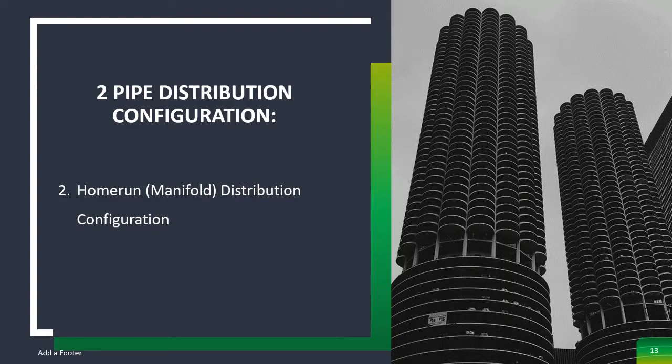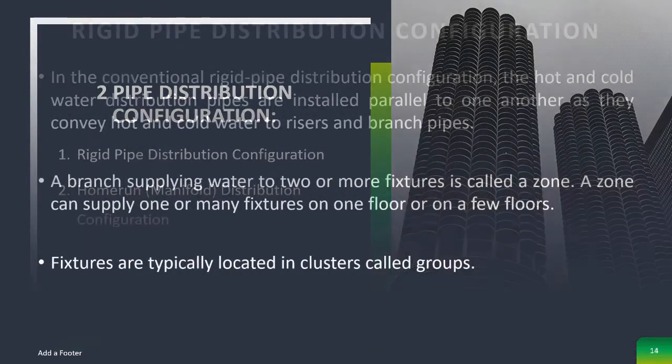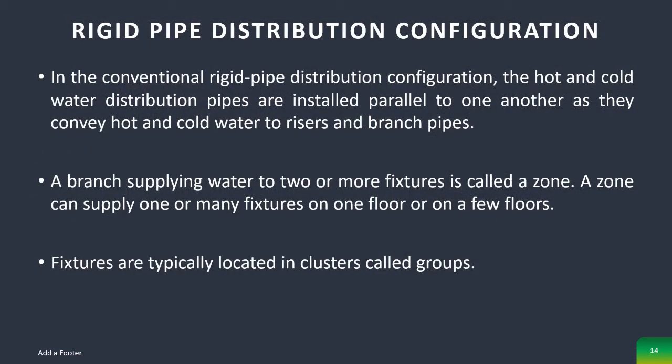So, there are two pipe distribution configurations. One is the rigid pipe distribution configuration, and number two is the home run or manifold distribution configuration. So first, let's talk about the rigid pipe distribution configuration. In the conventional rigid pipe distribution configuration, the hot and cold water distribution pipes are installed parallel to one another as they convey hot and cold water to risers and branch pipes.